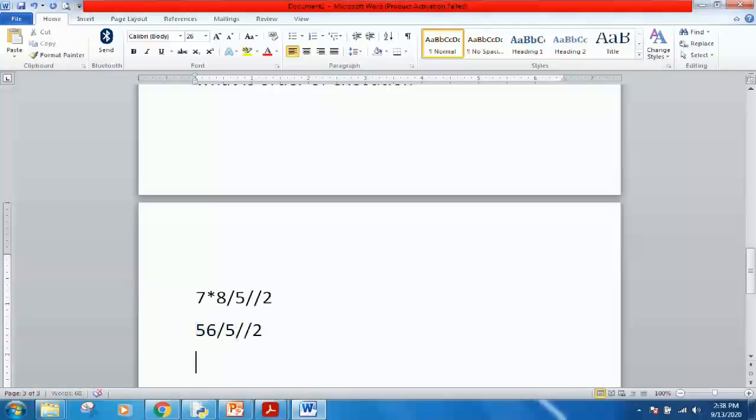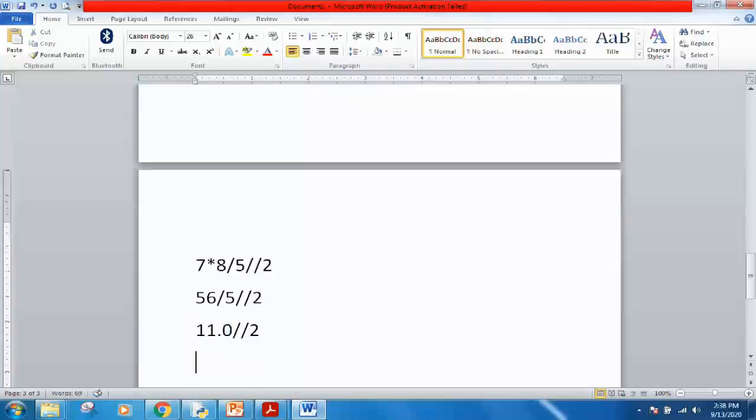Now you will solve this. The answer of 56 divided by 5 will be 11.2, because division returns a floating value. Whenever you divide two integers, it always returns a floating value. Then this is floor divided by 2 and then you will get the answer.